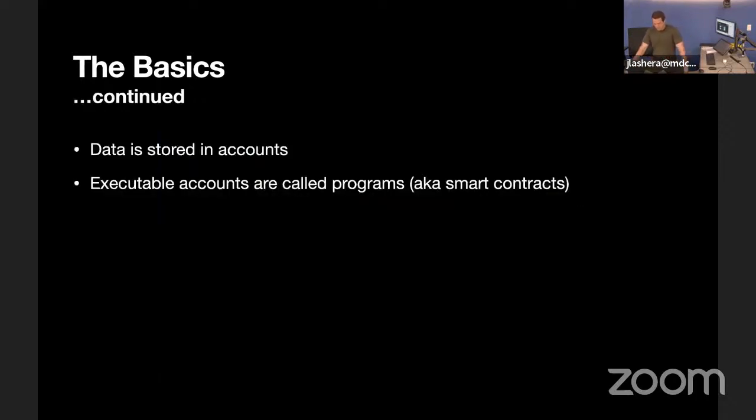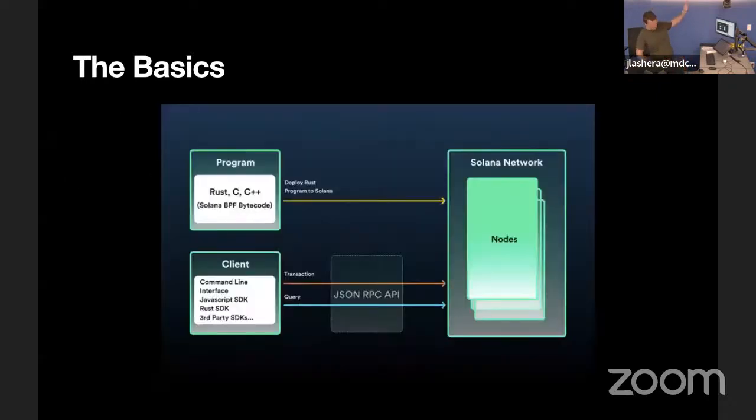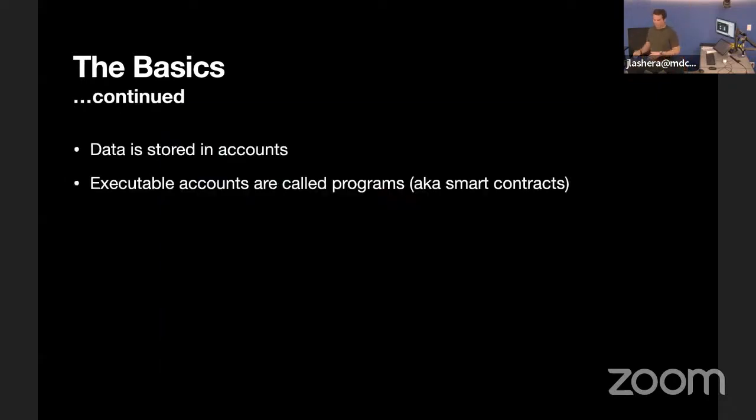Now a little bit about the implementation within the network. That piece off to the right there. Data on the network is stored in accounts. You can think of accounts like files, just like files in a normal Linux-type operating system. Even programs are just stored in accounts that are marked as executable.